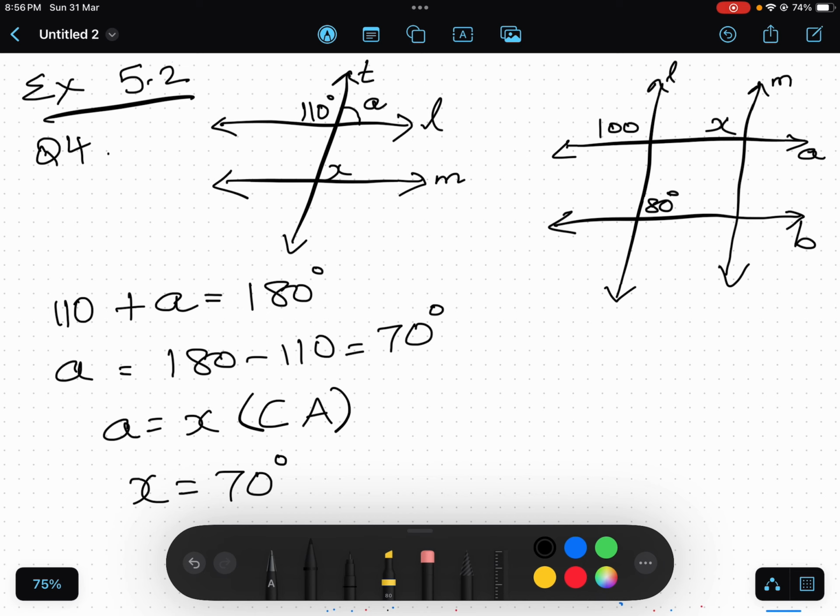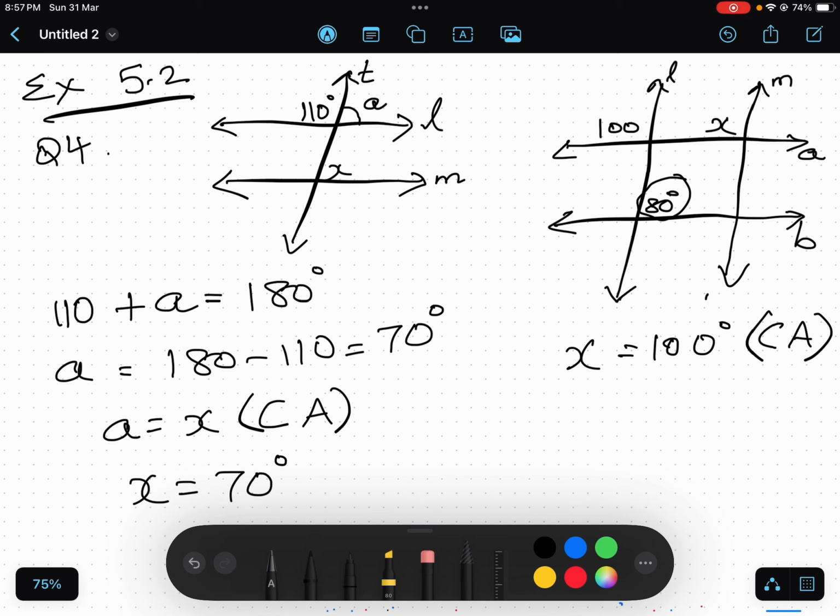So question is find X. L is parallel to M. So L is parallel to M, and then this is a transversal. A is a transversal. So X will be equal to 100 degrees because they are corresponding angles. This 80 degrees they have given just to confuse. So that is the answer. Then we will go to question number 5.